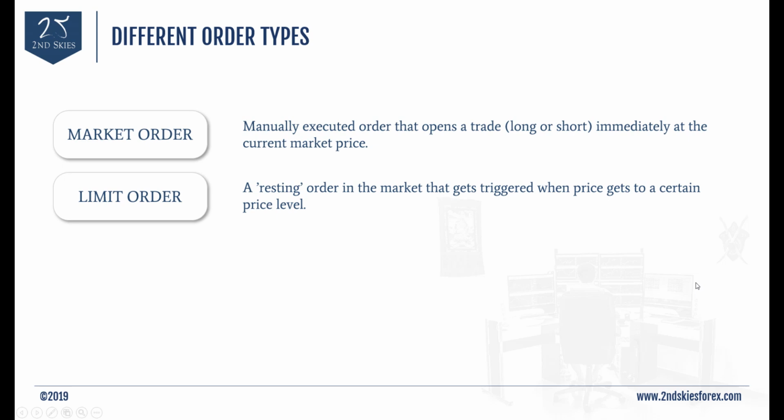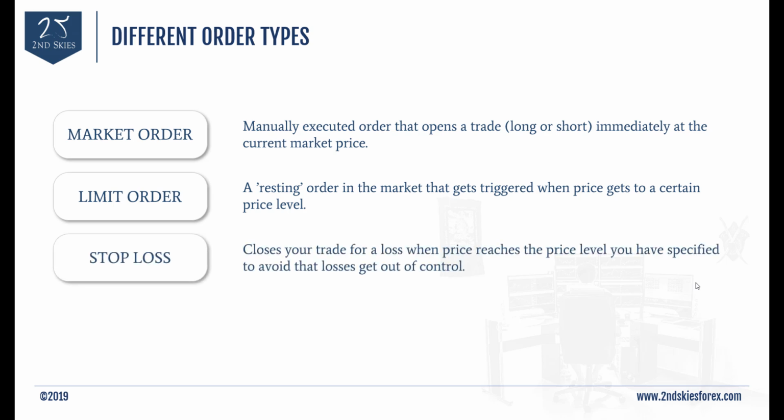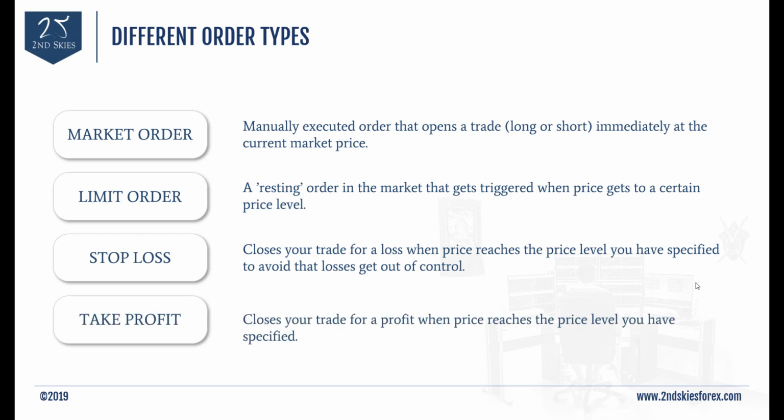Now that we have talked about two ways to get you into a position, let's talk about two ways to get you out of a position. The first one is called stop loss, which is an order that closes your trade for a loss when price reaches the price level you have specified to avoid that losses get out of hand. We recommend that you always trade with a stop loss so you can control your risk at all times. The second one is called take profit, and this one gets you out of your trade for a profit when price reaches the price level you have specified.